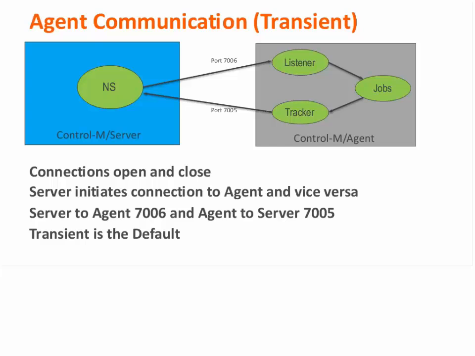Then the listener submits the job or request to the background agent processes to run. It's the tracker that monitors the request status. It then opens a new connection to the Control M server on the default port 7005. Once the server receives that information, that connection is closed. The server and the agent communicate on the two ports, and these ports are user configurable. Because transient is the default communication mode, there's really nothing to configure. So now let's look at the persistent mode.